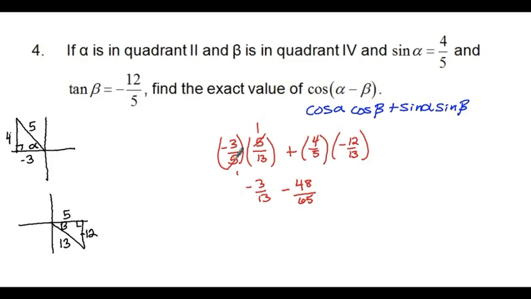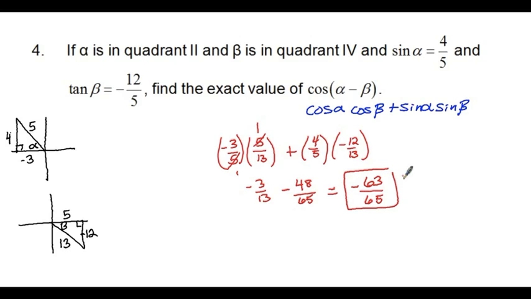I can do it on my calculator. I'm punching it in right now: negative 3/13 minus 48/65, and change it back to a fraction, and that'll give me a negative 63/65. Okay? And that's the exact answer.